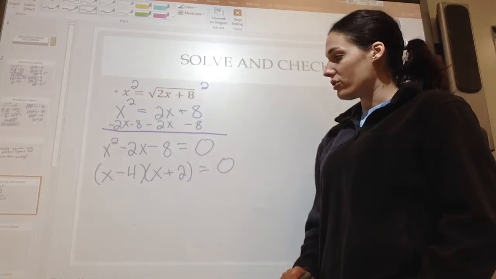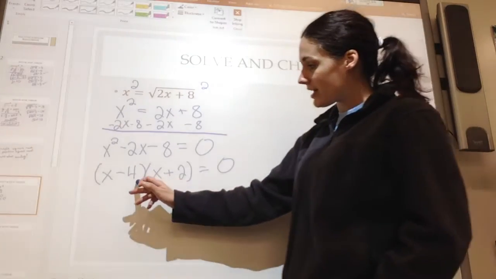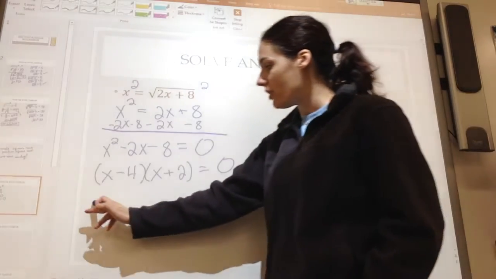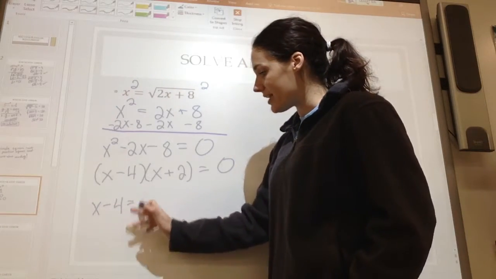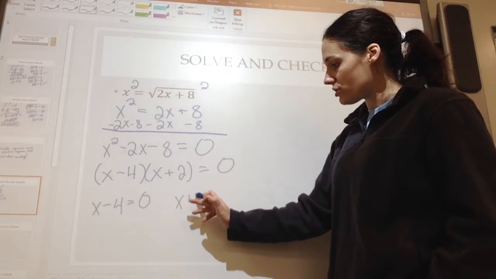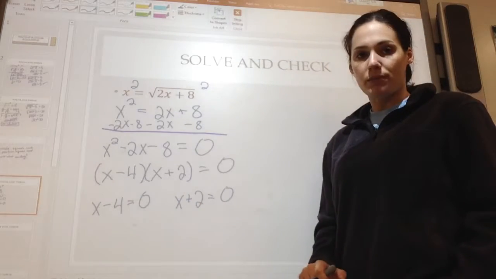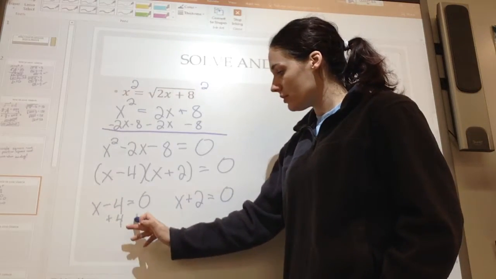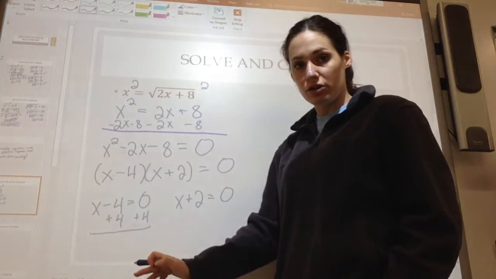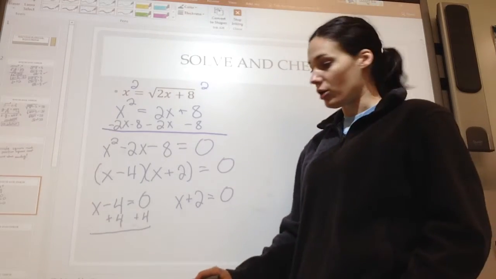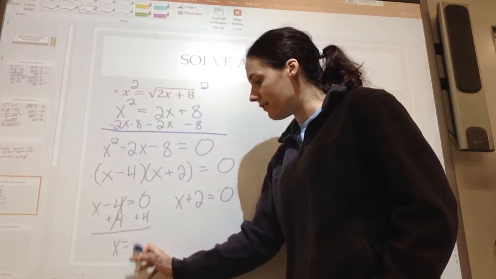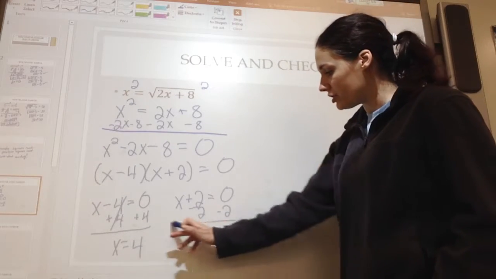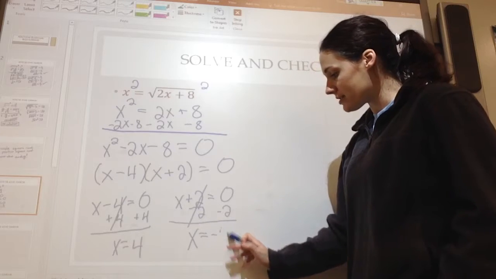Then I've got something called the zero product property, which means I can take each of these separate factors and set them individually equal to 0 and solve. So I can take x minus 4 and set that equal to 0, and x plus 2 and set that equal to 0. First one gets solved by adding 4. So one of my apparent solutions, hopefully you're getting used to that vocabulary, one apparent solution is 4. The other apparent solution is, if I subtract 2, negative 2.